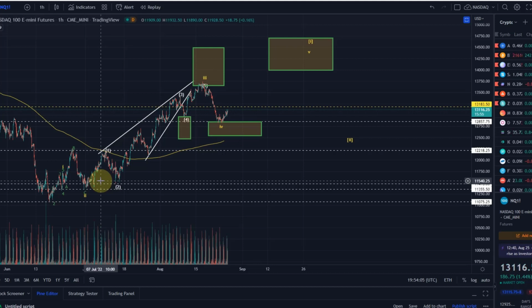So hopefully the video was clear what the expectations are. Short term, as long as we are below 13,180, lower prices. As soon as we go above that, we can expect that this correction is already over, but I'll keep you updated here. And it's getting interesting.